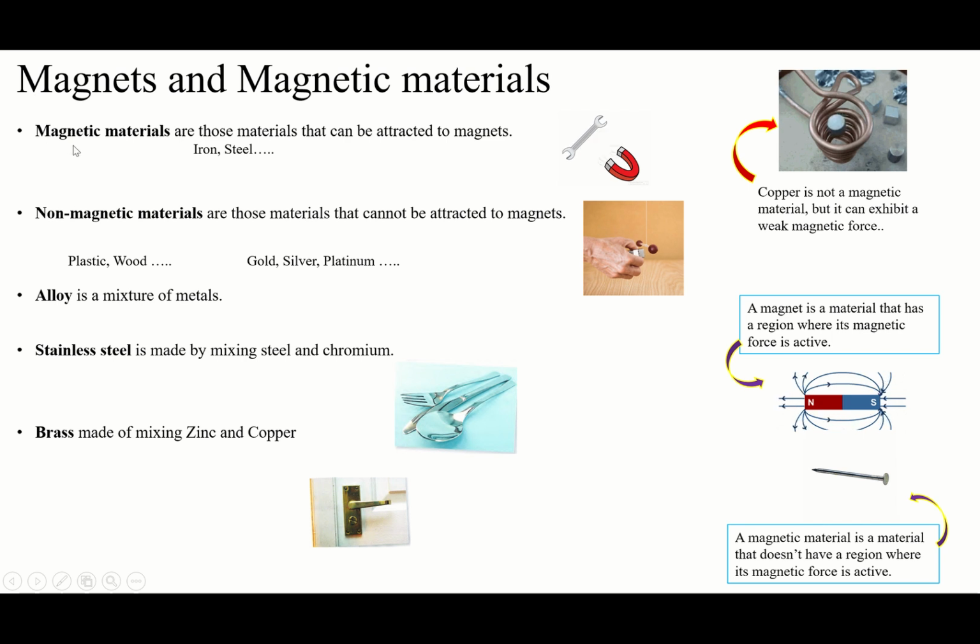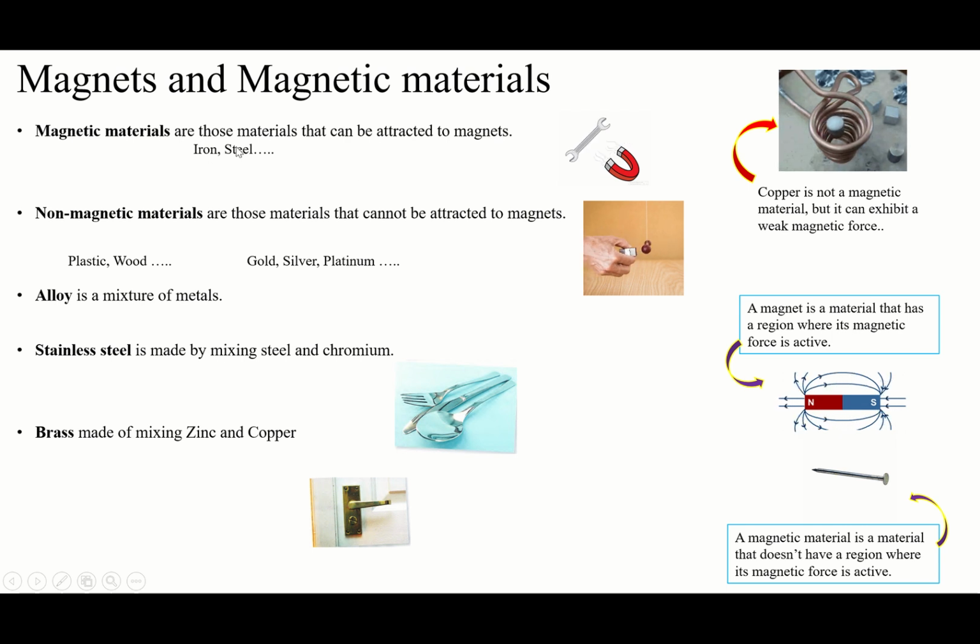So that's it. Magnetic materials are those materials that can be attracted to a magnet. If you look at this one, you see it is going to be attracted to the magnet. When you say attracted to magnets, it means pulled by magnets. It can be pulled by this magnet. That's why we call this a magnetic material.